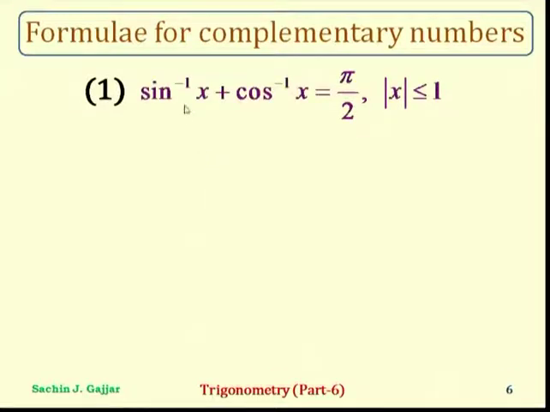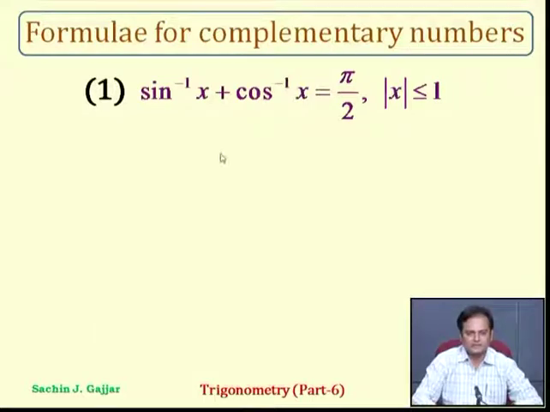First one is sine inverse x plus cos inverse x equal to pi by 2, where mod x less or equal to 1. See, this pi by 2 is in radian, but in degree pi by 2 is equal to 90 degree. So the sum of these two is 90. That's why this formula is known as complementary numbers.